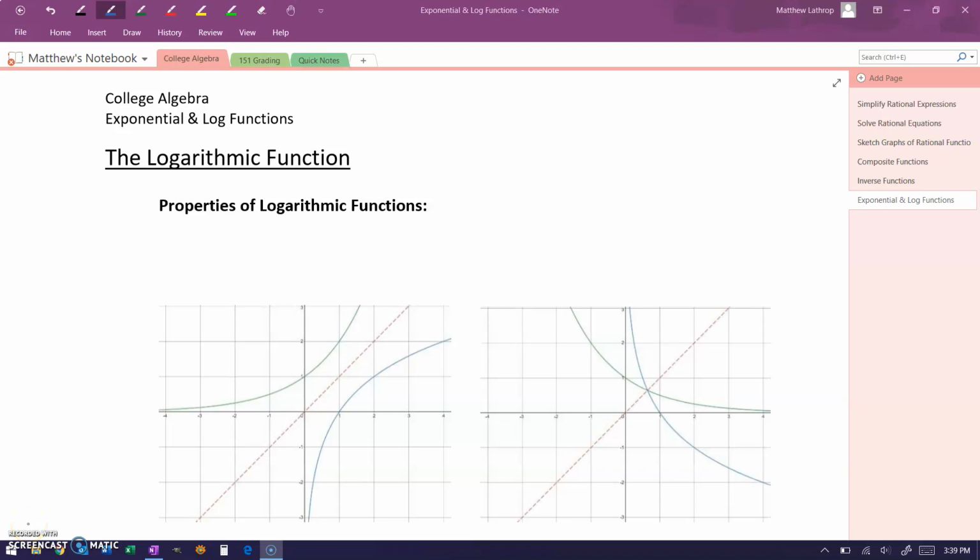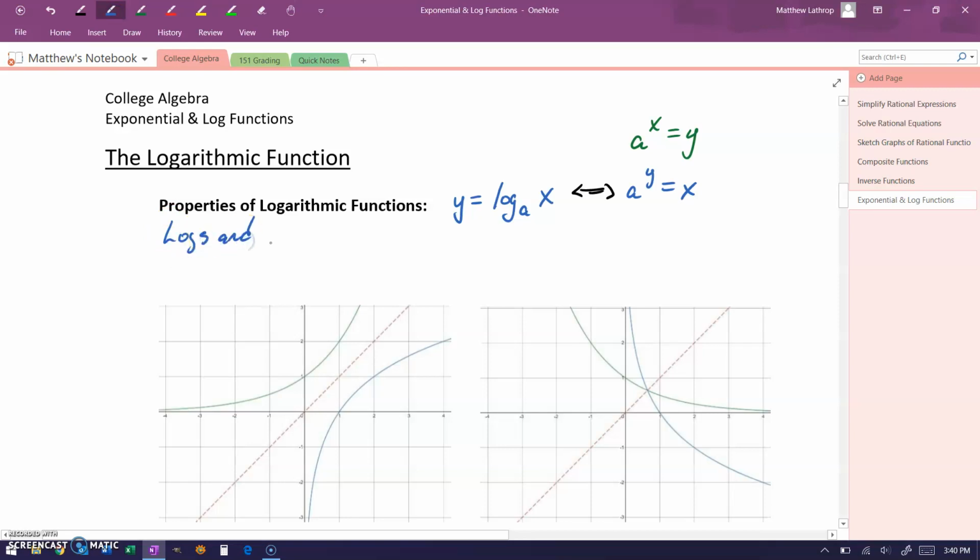The logarithmic function, or log function, can be written as y equals the log base a of x. And this statement is true if and only if a to the y power is equal to x. Notice that if we flip the positions of x and y there, what we get is a to the x equals y, or just the exponential function, telling us that logs and exponentials are just inverse operations of each other.